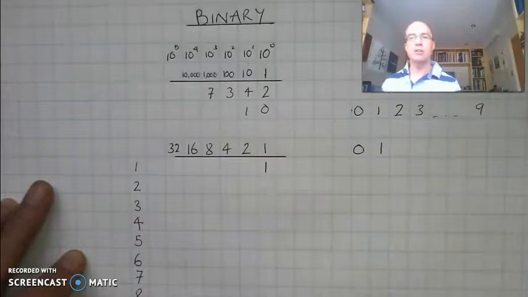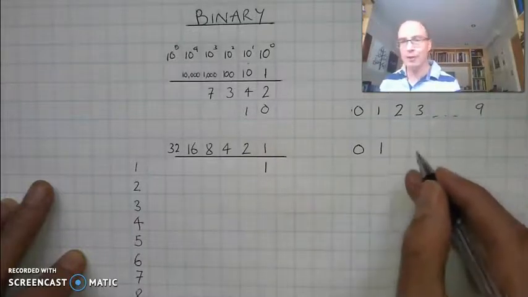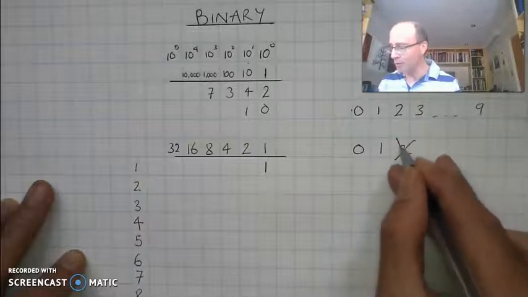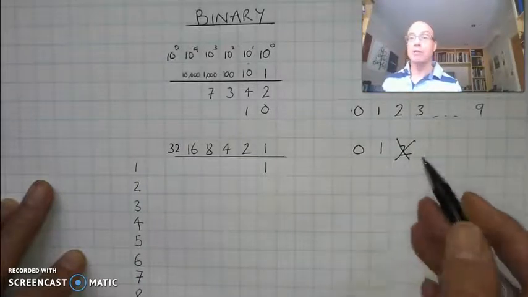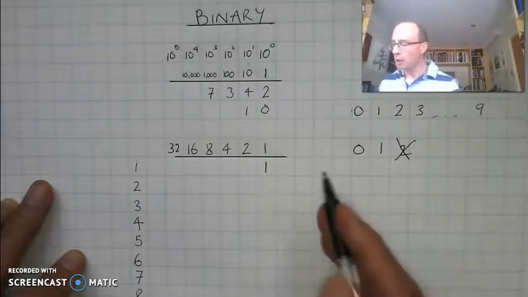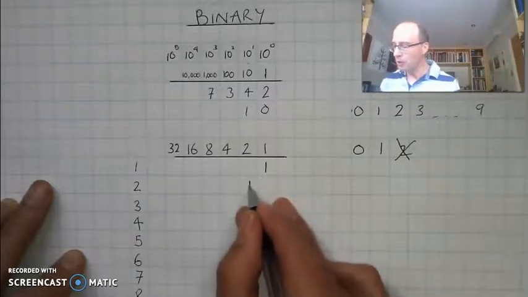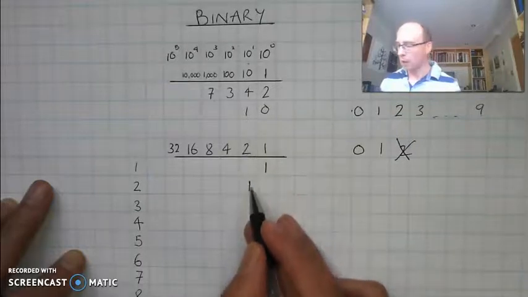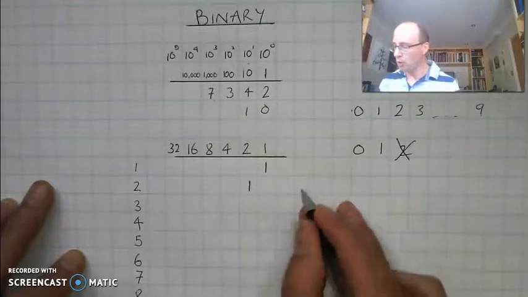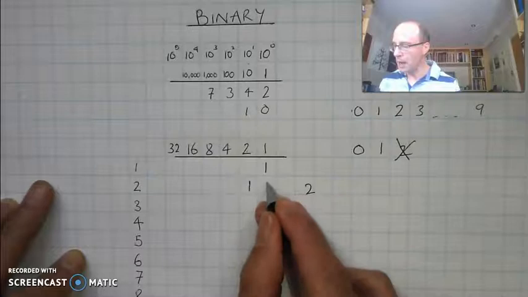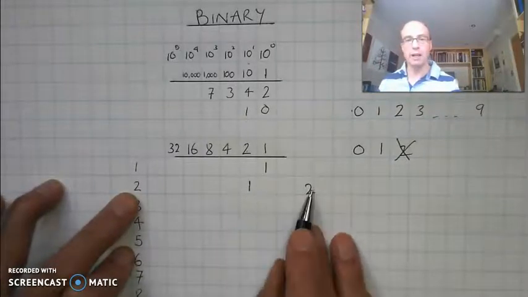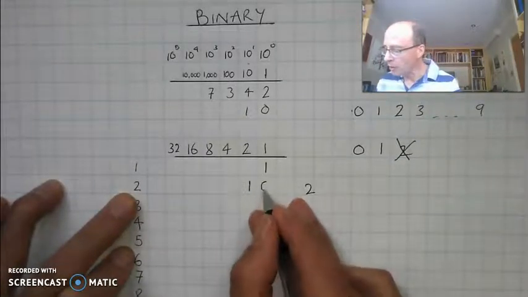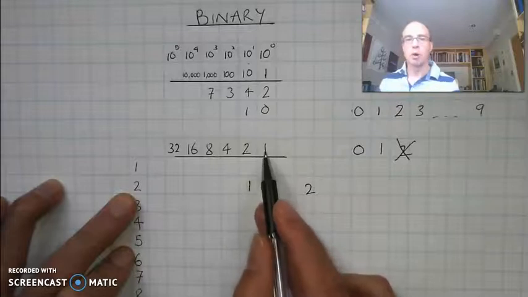As soon as I get to 2, I've run out of digits. I can't write that number 2. The 2's not allowed. So I have to start using my place value. So the number 2 is the same as a 1 in the 2's column. Well, I've got 1 lot of 2. And, well, to get to 2, I'm already at 2, so I need 0 lots of 1.